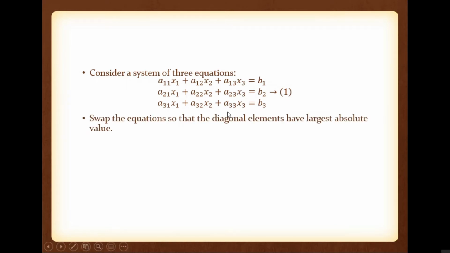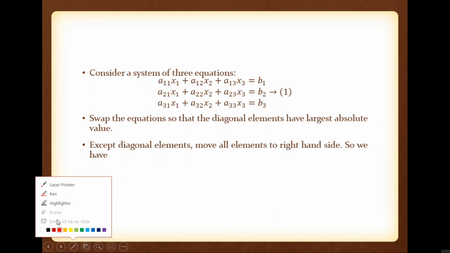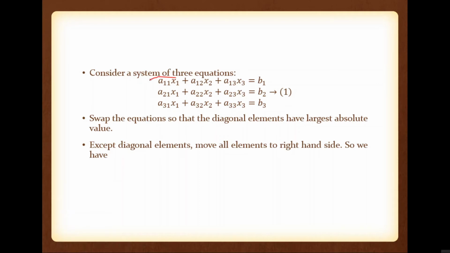Now what do we have to do? Except the diagonal elements, here the diagonal elements are a11 x1, a22 x2, a33 x3. So except the diagonal elements, shift all other elements to the right hand side. In the first equation, except the diagonal element, all elements are shifted to the right hand side, meaning a11 x1 is equal to b1 minus a12 x2 minus a13 x3.